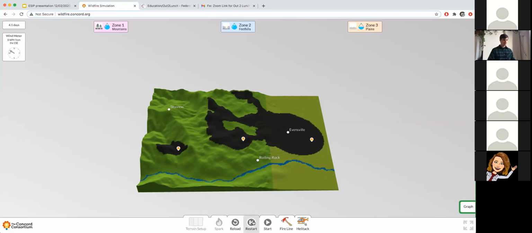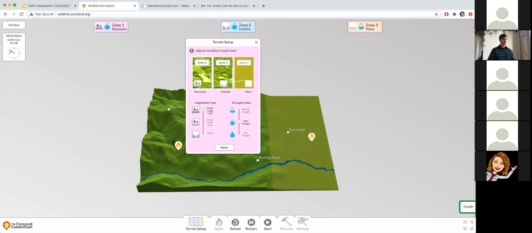Whenever we go to the terrain setup window and we adjust the terrain or the vegetation type, which incorporates the size of the fuel, the intensity the fuel burns with, and how close the fuel is together, and the drought index, which is moisture content, and wind direction and wind speed, all those are inputs to the actual fire equation that Dr. Rothermel came up with. So you are literally adjusting the variables of the equation as you adjust the terrain setup window, and then those variables and the rate of fire spread are reflected in the model.